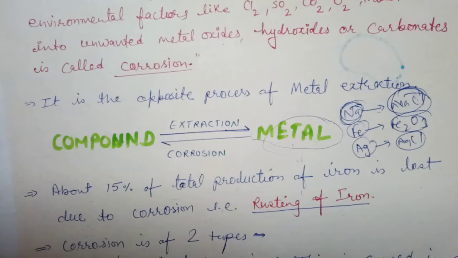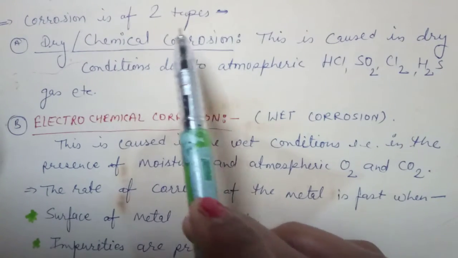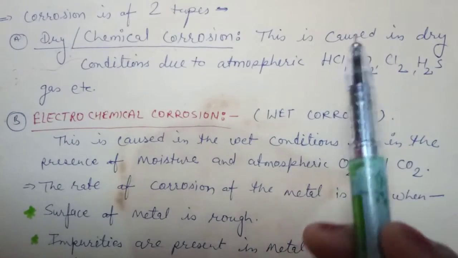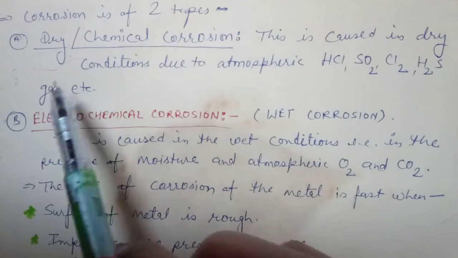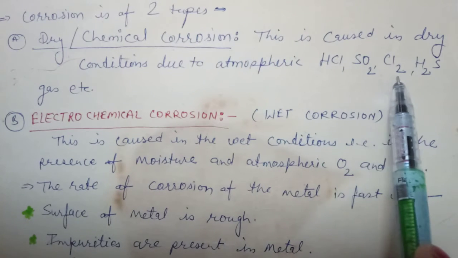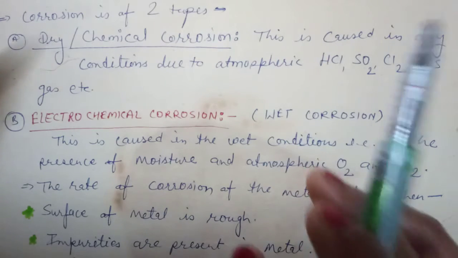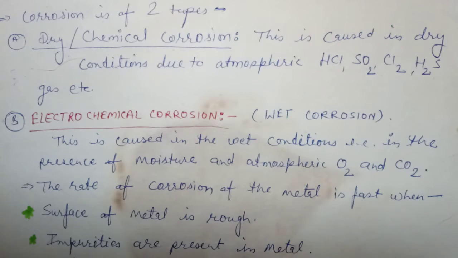First of all, we will discuss the types of corrosion. Corrosion is of two types. First, dry or chemical corrosion. Dry or chemical corrosion means the corrosion takes place in dry conditions, that is, in the absence of moisture or water. This is caused in dry conditions by atmospheric HCl, SO2, Cl2, H2S gas, etc. Here only an oxidation-reduction, or redox, reaction takes place.